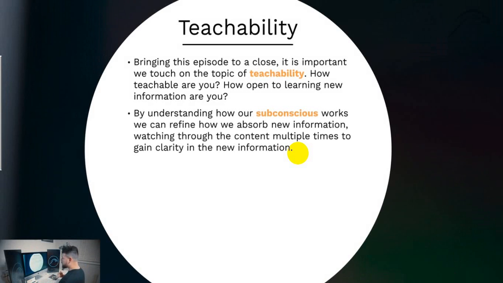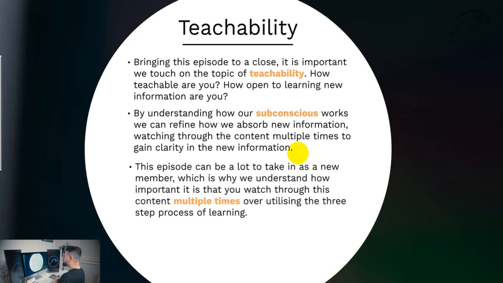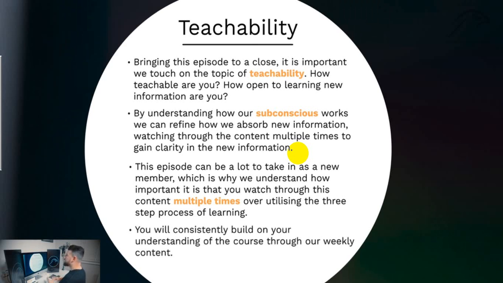By understanding how our subconscious works, we can refine how we absorb new information, watching through the content multiple times and gaining clarity with the new information, utilizing things like the 3-step process. This episode can be a lot to take in, especially if you're a new member, which is why it's so important that you watch through this content multiple times over and over again and utilize the 3-step process. Being teachable is essentially being open. You have to be open-minded, and your willingness to change needs to be stronger than your willingness to just learn. You will consistently build on your understanding over the course and through our weekly content.